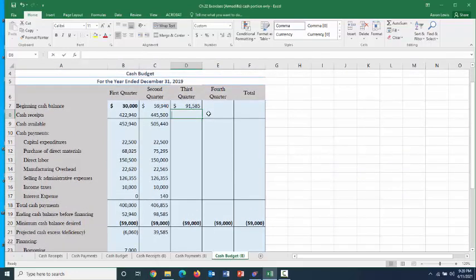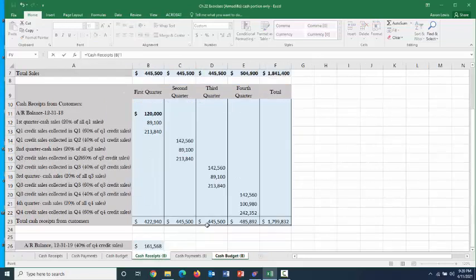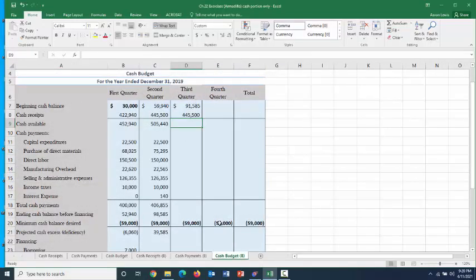Cash receipts for the third quarter are going to be, according to our schedule of cash receipts, another $445,500. And if they're starting with $91,585 and collecting $445,500 during the third quarter, that means that the total cash available to Armadillo Phone Cases during the third quarter is going to be $537,085, which they can use to pay for all of their normal cash payments.